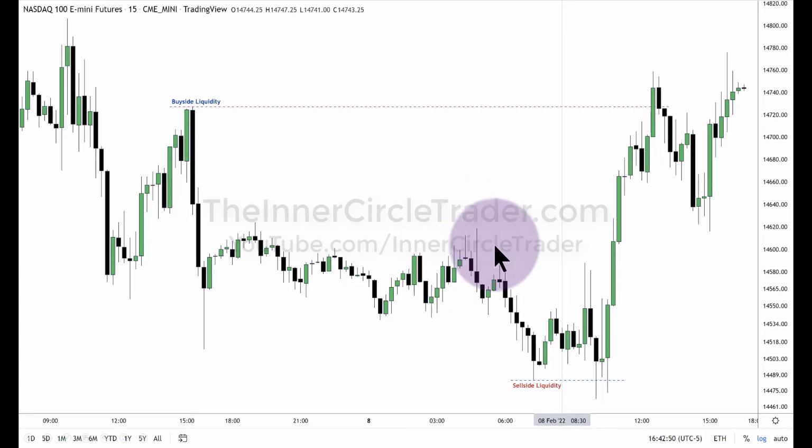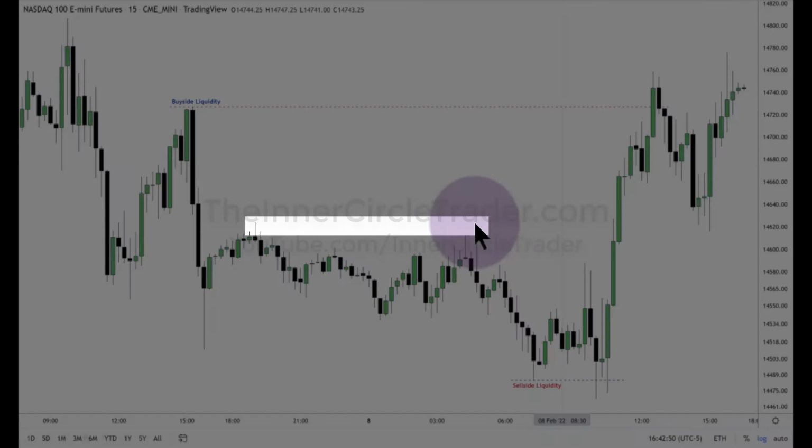Where's the liquidity going to be? Is it going to be above this, or is it going to be above that? It's going to be above this. Why? Why not that one? And why this one? Keep looking left. What do you see over here? See that? These are relative equal highs.